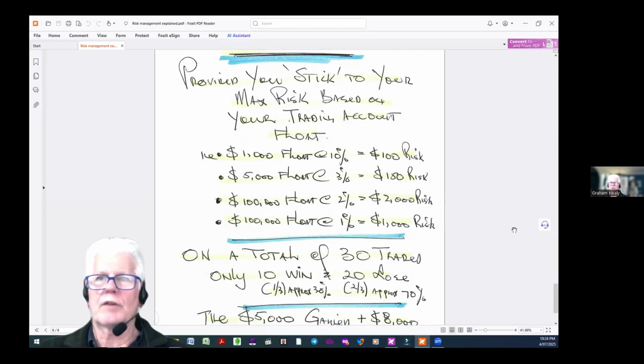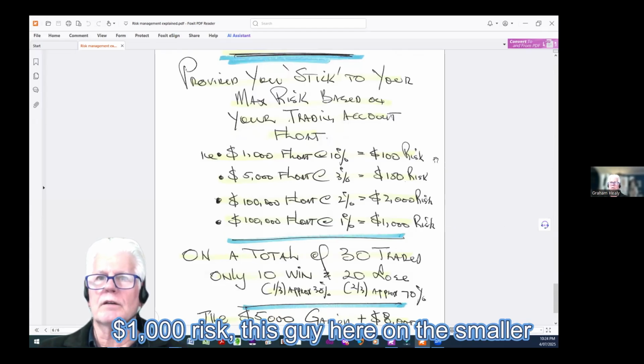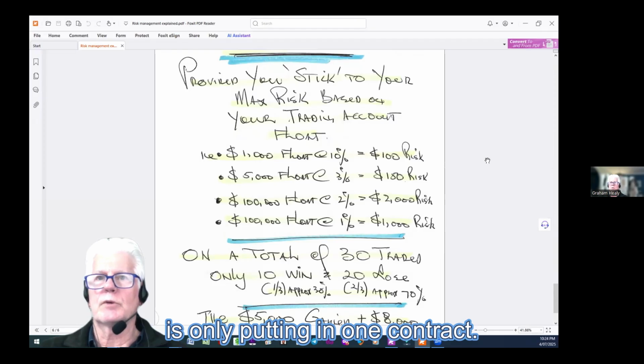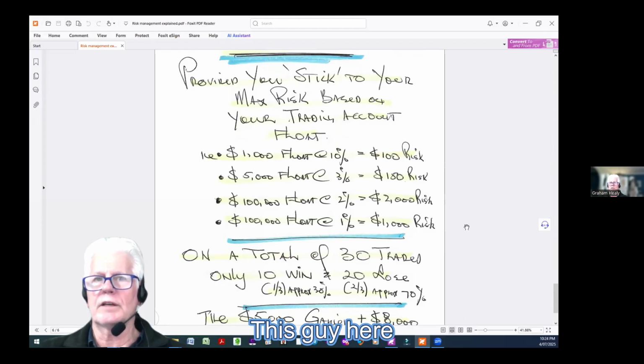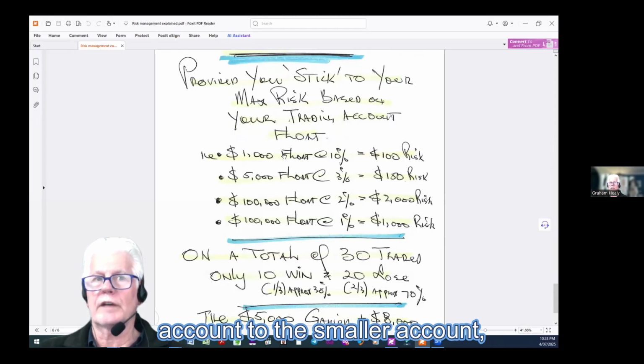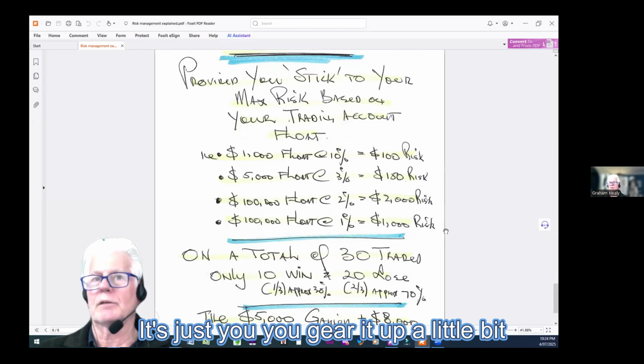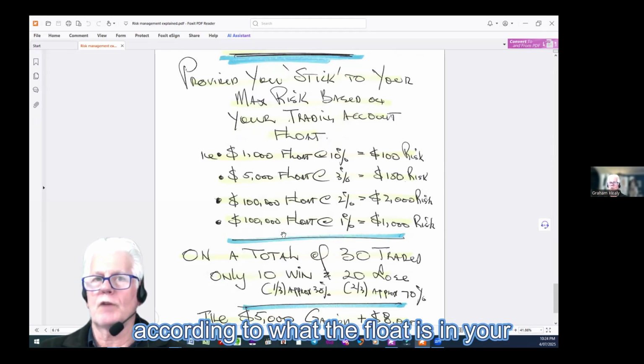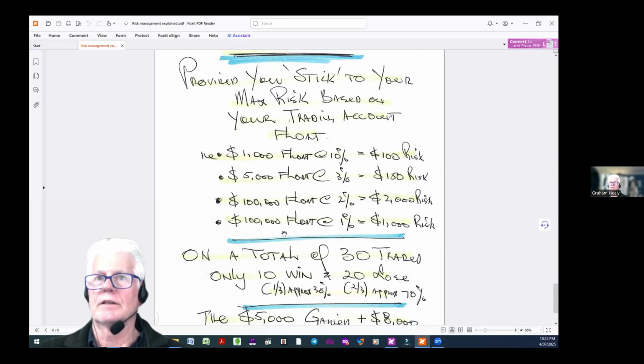So if he's using $1,000 risk, this guy here on the smaller account is only putting in one contract. This guy here is putting in $1,000 worth of contracts, which is 10 contracts. So 10 by 100 equals 1,000. So his risk factoring, the bigger account to the smaller account, is the same. You just gear it up a little bit according to what the float is in your trading account, right?